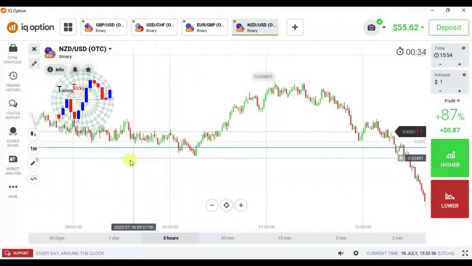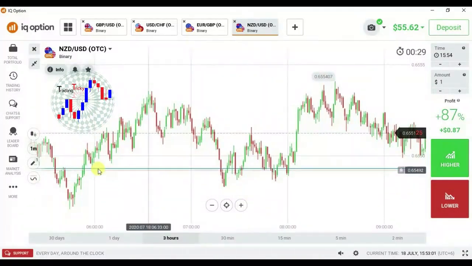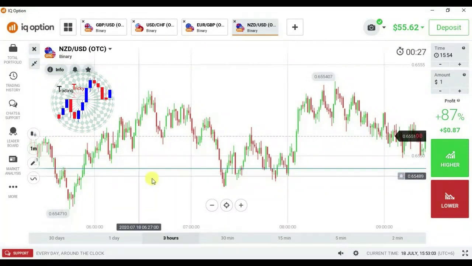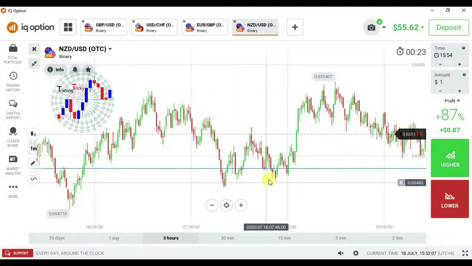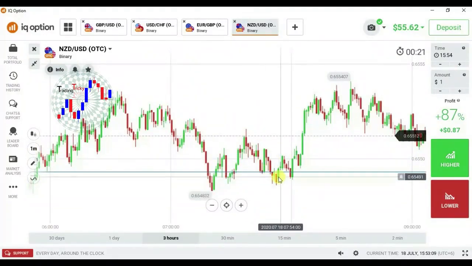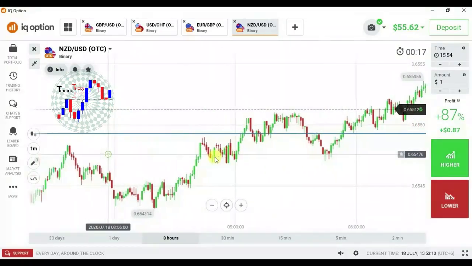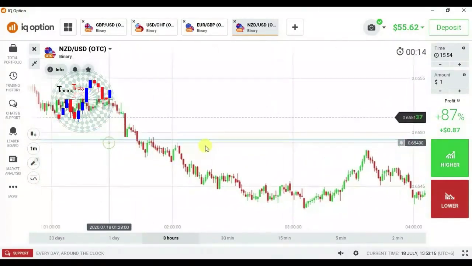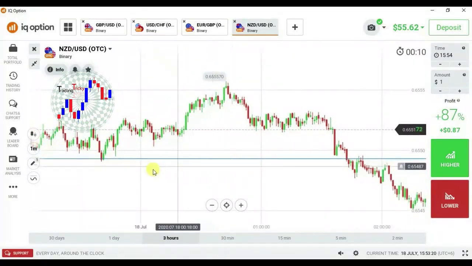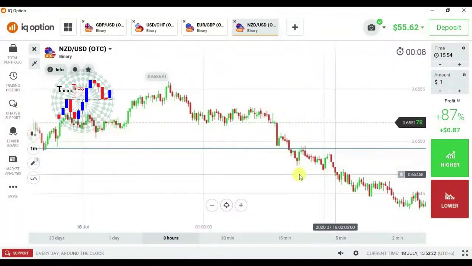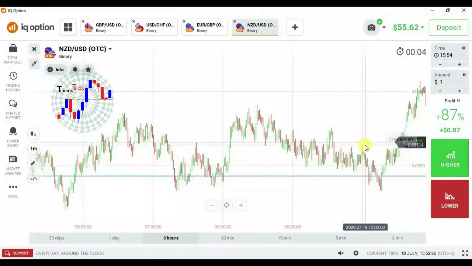So let's see, this is price action here. This is a support, it got resistance, it got support, and it got support. Then you can see strong price action on the line. See, strong price action. So I drew a line, but this can be an area.